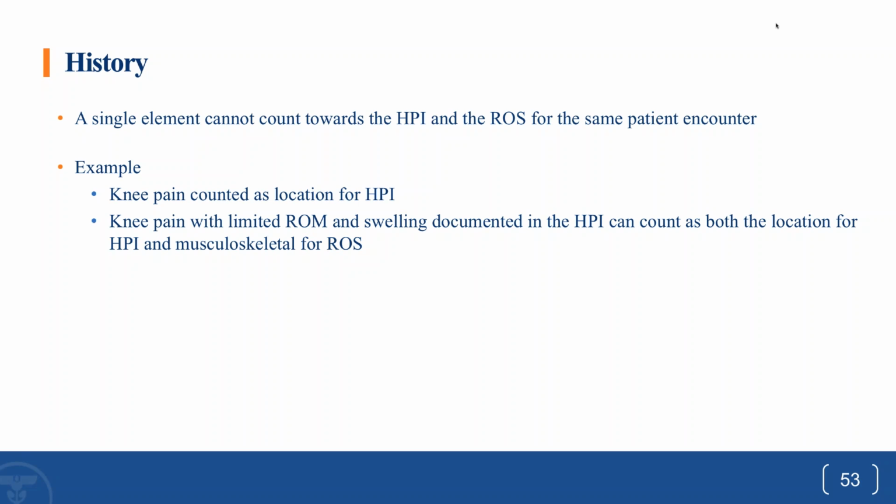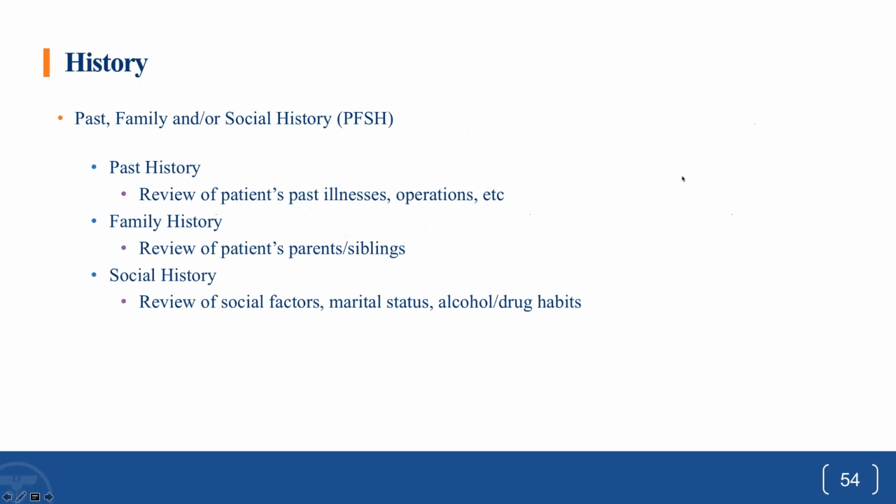The knee pain counted for location, right, in your HPI. Is it making sense? HPI, we're using all these new acronyms. I think you're getting a little comfortable, right? The knee pain is part of the HPI. And it says knee pain with limited range of motion and swelling documented in the HPI can count as both the location for HPI and musculoskeletal for review of systems. Okay. So that's the example there.